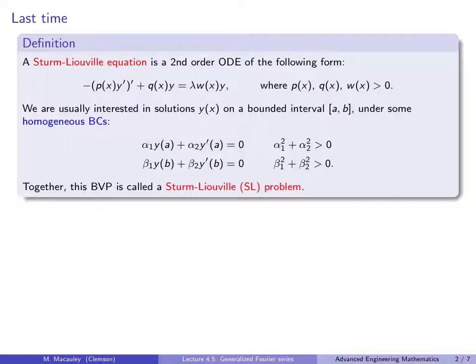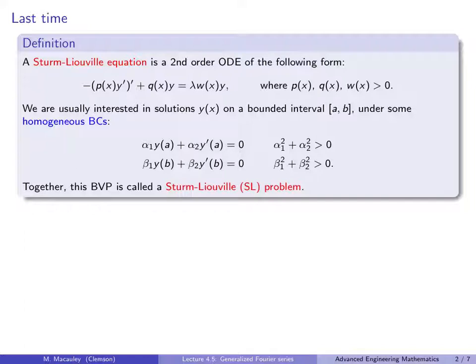We are usually interested in solutions to this equation on a bounded interval, say a b, under some homogeneous boundary conditions. So this is like alpha 1 y of a plus alpha 2 y prime of a is 0, and beta 1 y of b plus beta 2 y prime of b is 0, and the alphas both can't be 0, and the betas also both can't be 0. So together, this boundary value problem is a Sturm-Liouville problem. We write that as SL problem. We don't usually say that.